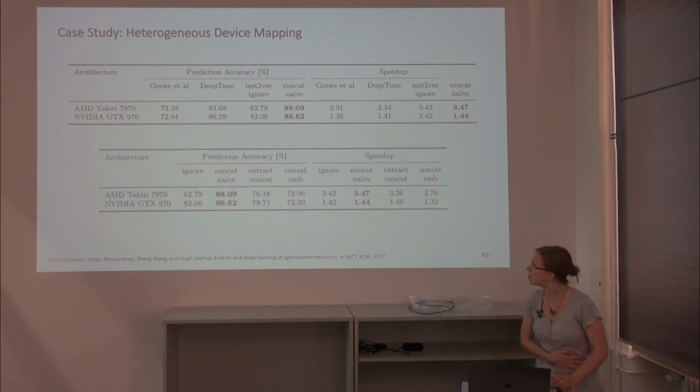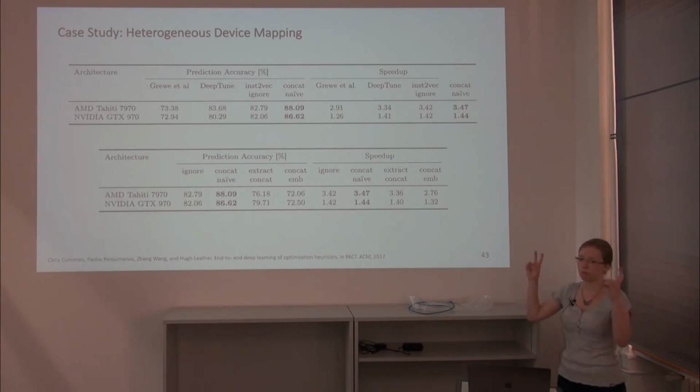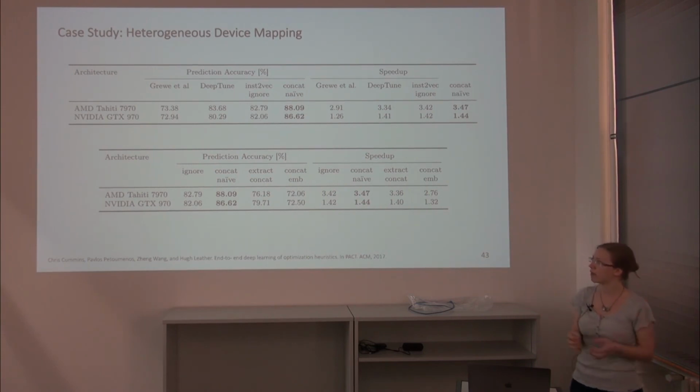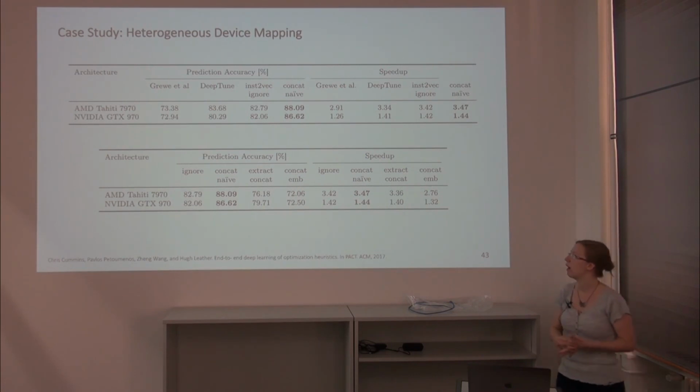In the second table, I'm just comparing the different training modes of neural code comprehension, so ignoring immediate values and then using the naive concatenation, the extract then concat, or concat then embed methods. And you can see that the prediction accuracies as well as the speedup do vary.